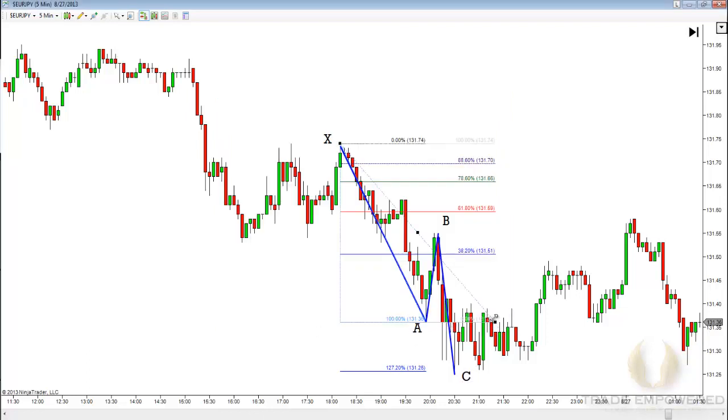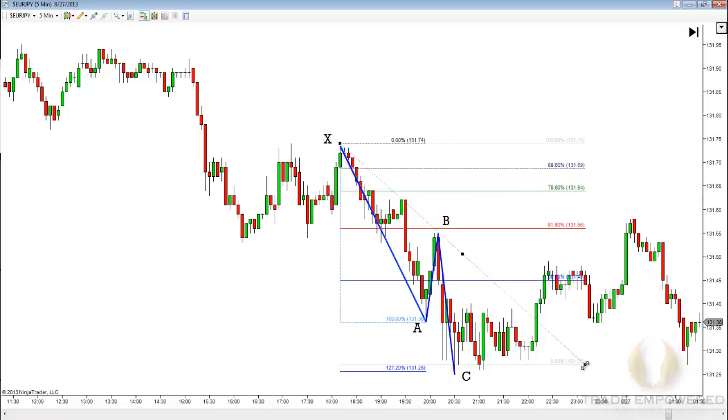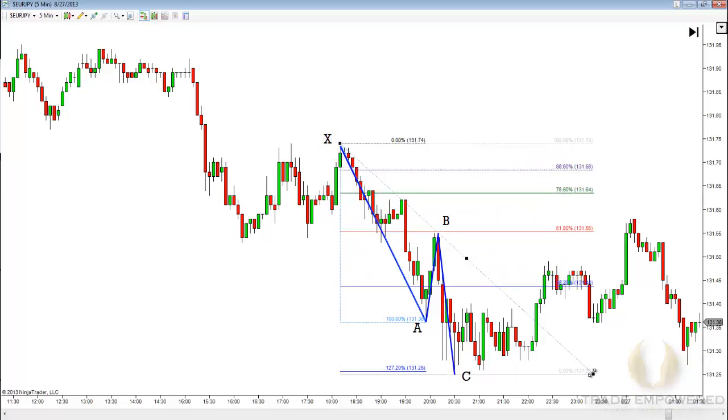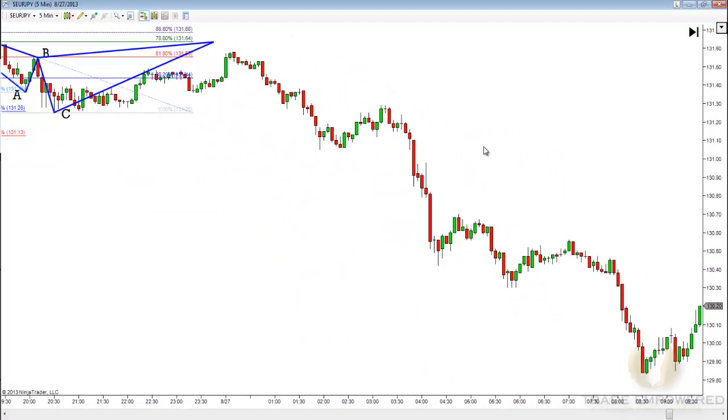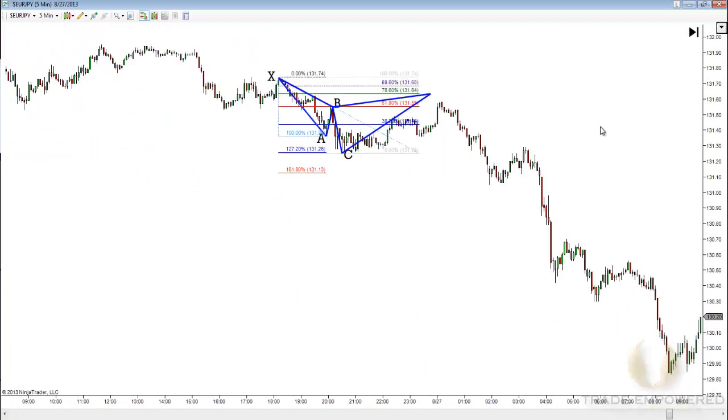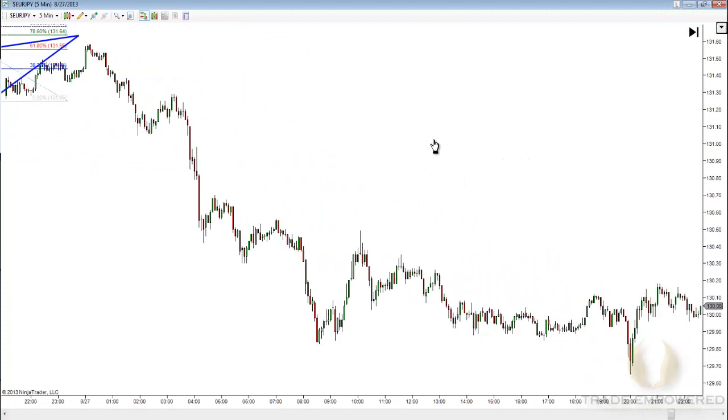And now for my D completion, I'm taking my Fibonacci retracement from my X leg all the way to my C leg, and I'm looking for a 786 to be hit. And you can see price action doesn't quite make it up there. So we've got the first few legs of a cipher pattern. However, we don't quite get the completion here. Let's see if we can scroll through and find some more.